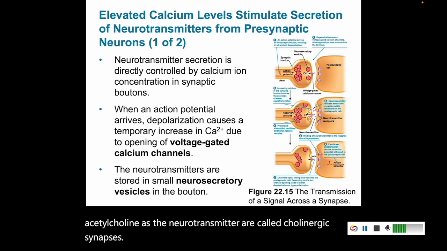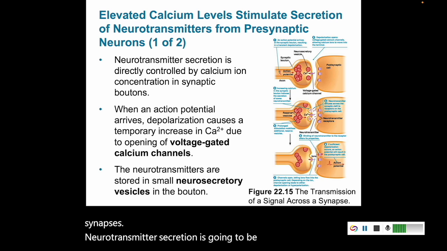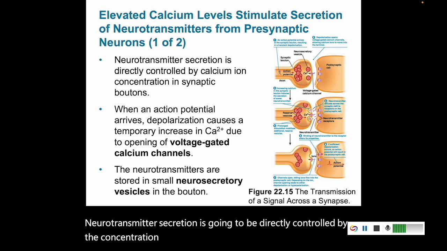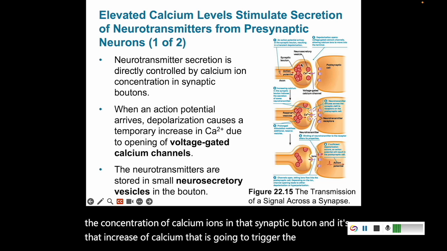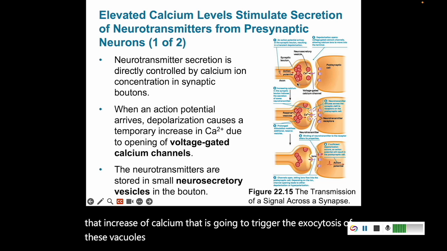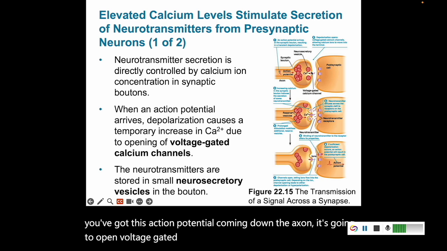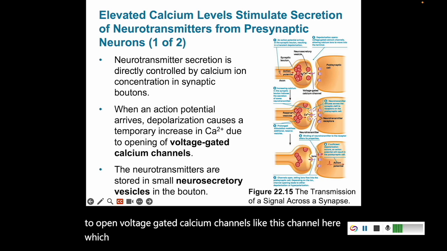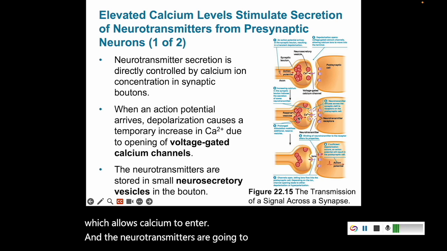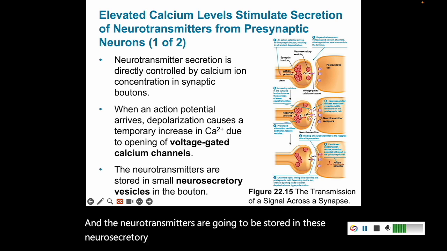Neurotransmitter secretion is going to be directly controlled by the concentration of calcium ions in that synaptic bouton, and it's that increase of calcium that is going to trigger the exocytosis of these vesicles here. And when an action potential arrives, so you've got this action potential coming down the axon, it's going to open voltage-gated calcium channels, like this channel here, which allows calcium to enter. And the neurotransmitters are going to be stored in these neurosecretory vesicles here in the bouton.